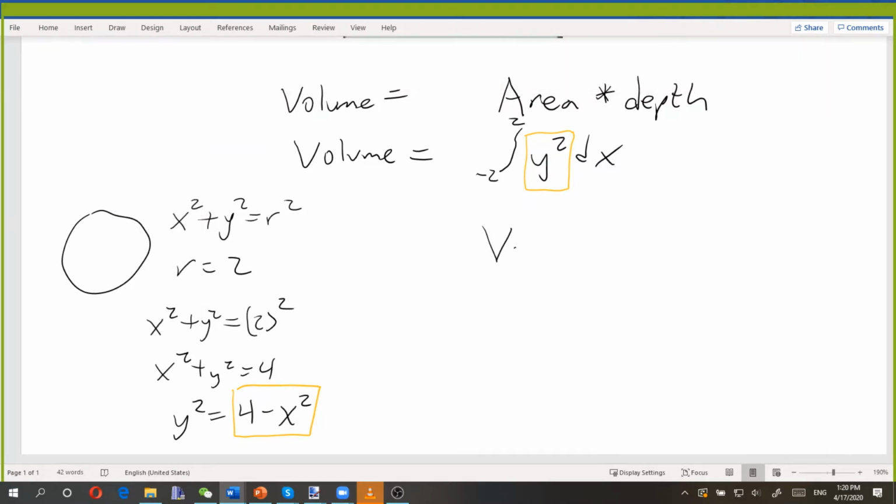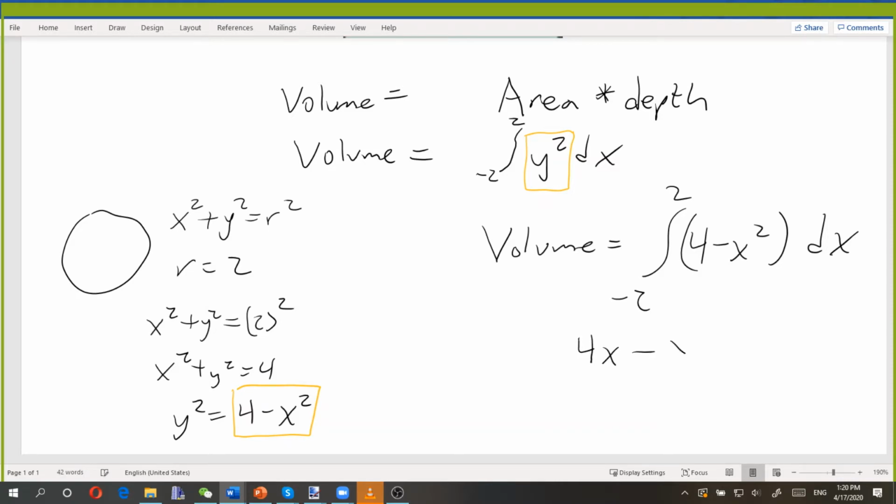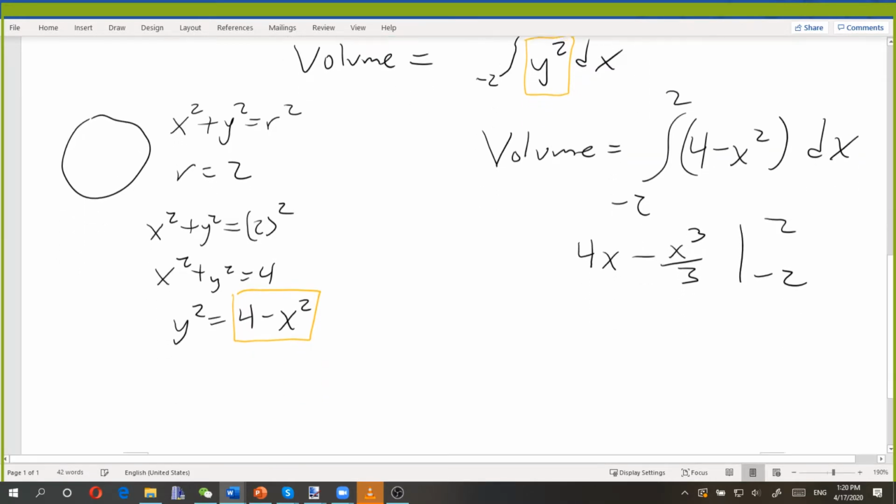So our volume is equal to the integral from -2 to 2 of 4 minus x squared in terms of x. Okay, we can then integrate that normally. So if I integrate 4, I'll get 4x. If I integrate x squared, this will become a negative x cubed over 3. And we integrated from -2 to 2, so I can plug in our bounds.